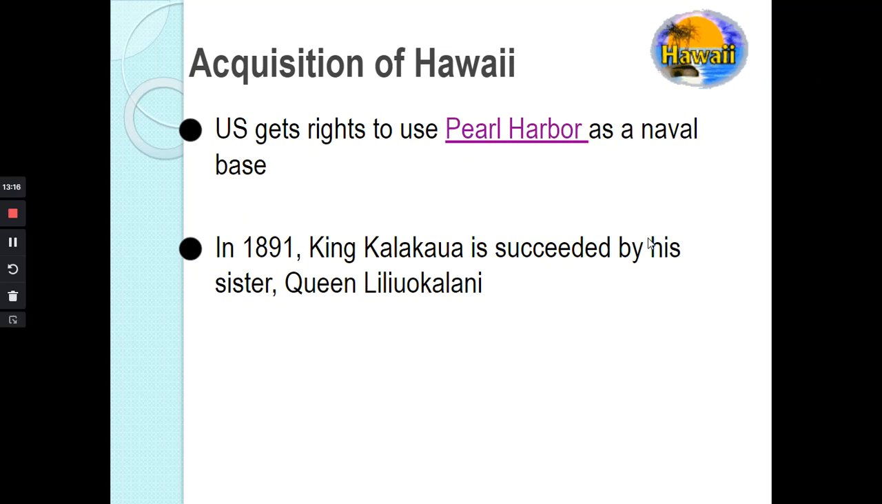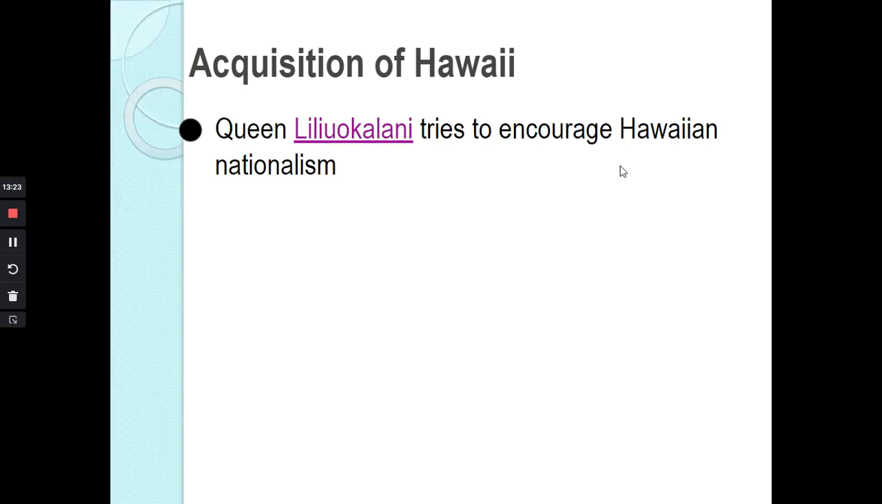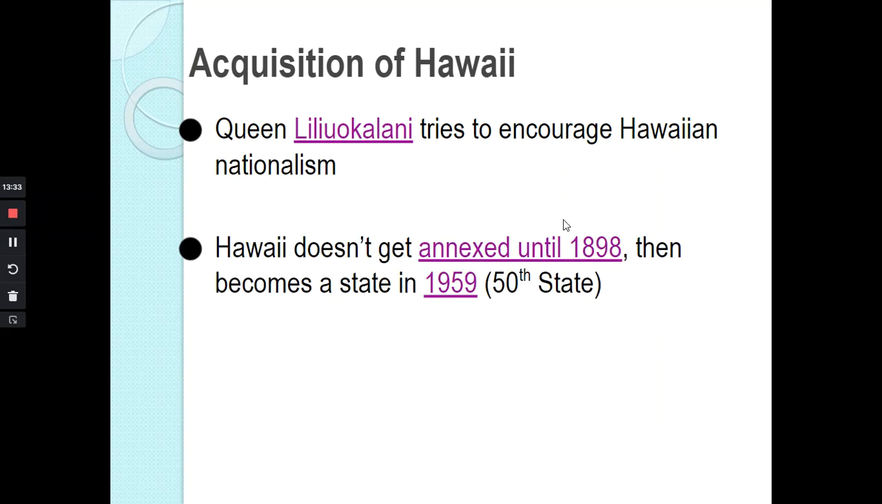1891, the king is succeeded by his sister. She becomes the queen. And again, she tries to encourage Hawaiian nationalism, just like her brother did. They didn't want that American influence. And so Hawaii does not get annexed or become a part of our country until 1898 as a territory. And then in 1959, it becomes our 50th and final state so far to the United States.